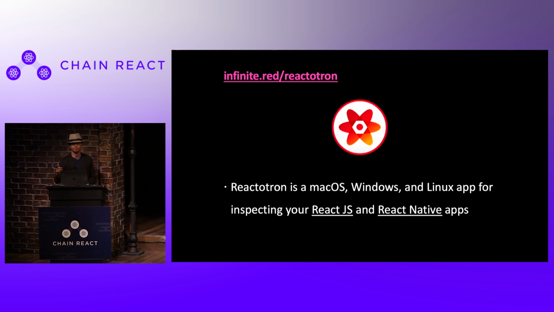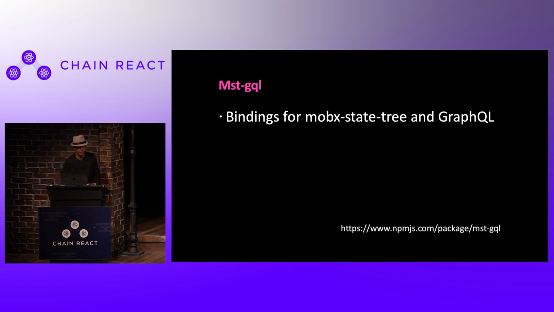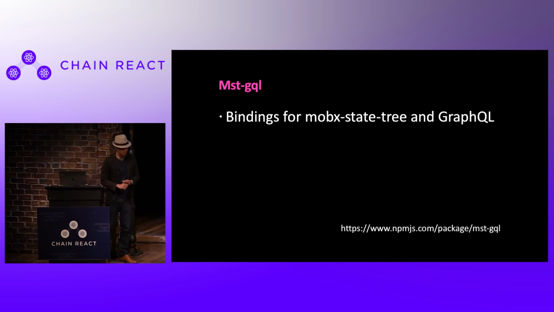But wait, there's more. Another one from Infinite Red, Reactotron. Reactotron is based on the official remote debugger. It provides more insights while your app is running. So do yourself a favor, check them out. We have MobX React Lite, the next iteration of MobX React, built especially for React hooks. MST GQL, bindings for MobX State Tree and GraphQL.